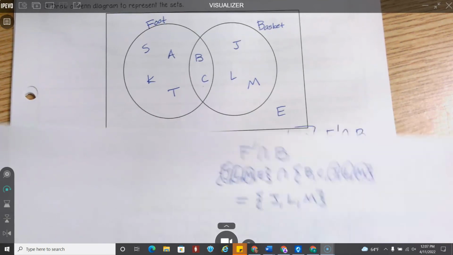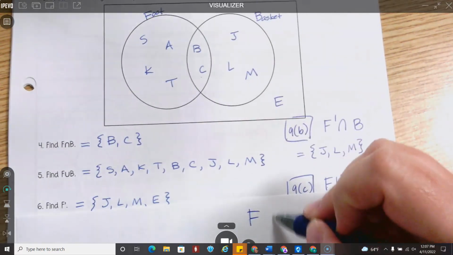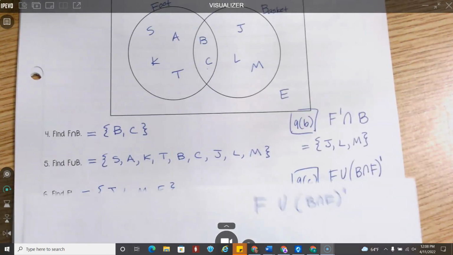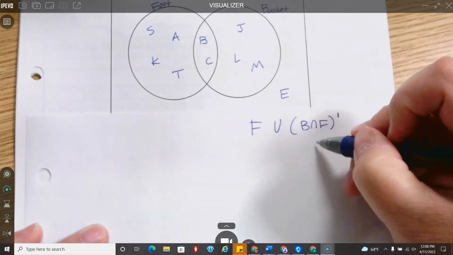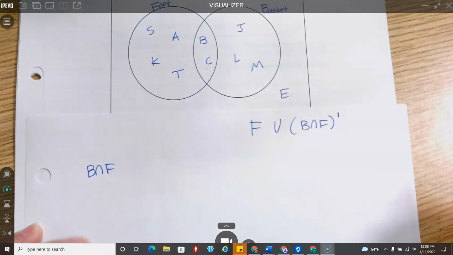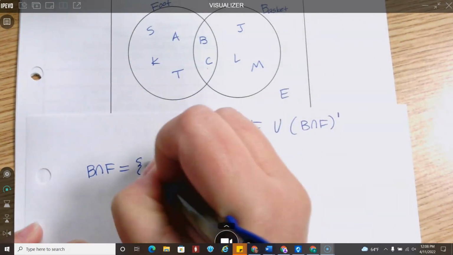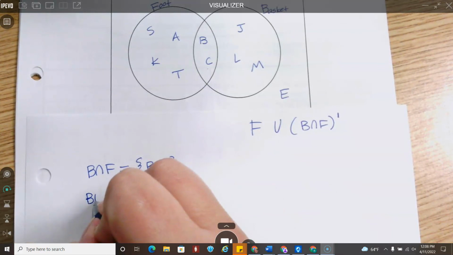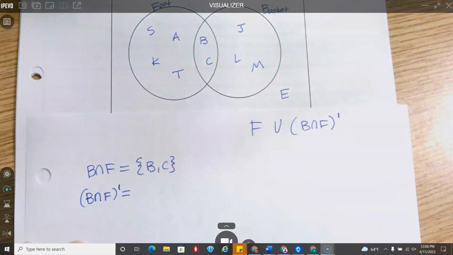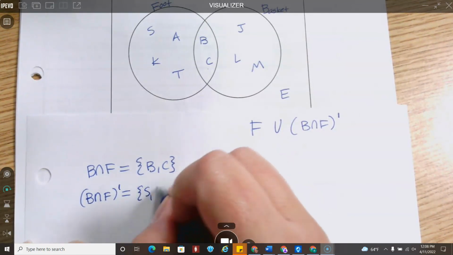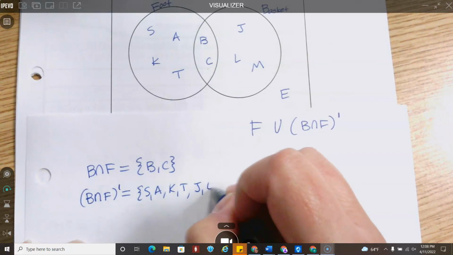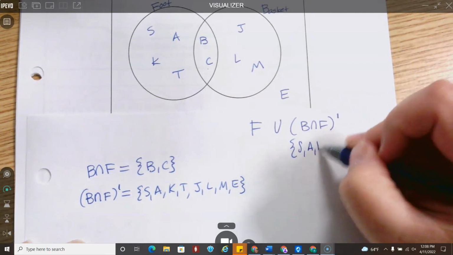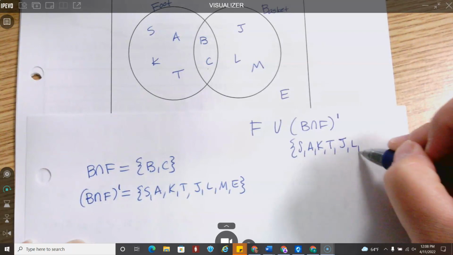Other one's a little harder, okay? It was F union not the intersection of B and F. Okay, so I'm going to work my way out here. First thing is I'm going to figure out what is in the intersection of B and F. Let's just do that over to the side. Intersection of B and F is B and C. So this says not that. So not that would be everything else. So S, A, K, T, J, L, M, and E. So that's what's here.